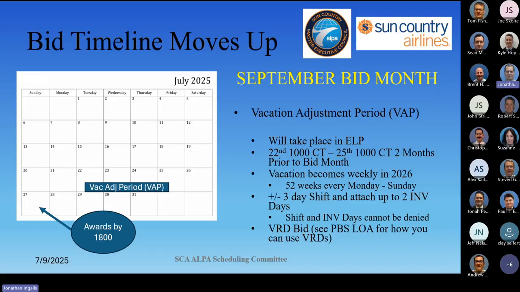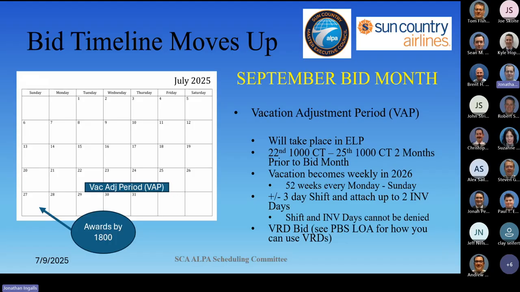So now in September, going back 2 months, if we're bidding for September, at the end of July, we're going to enter a new thing called the vacation adjustment period. What does that mean? Well, instead of placing vacation on your schedule during bidding, you're going to place it just over a month before bidding starts on your schedule ahead of time. Starting next year, we'll be bidding for weeks of vacation instead of periods. So 52 weeks of vacation starting on a Monday. And during the vacation adjustment period, you can adjust your vacation plus or minus 3 days to fine tune exactly where you want your vacation to start.